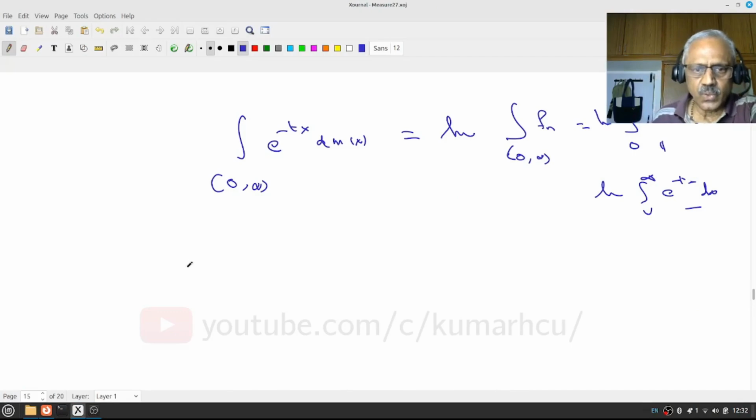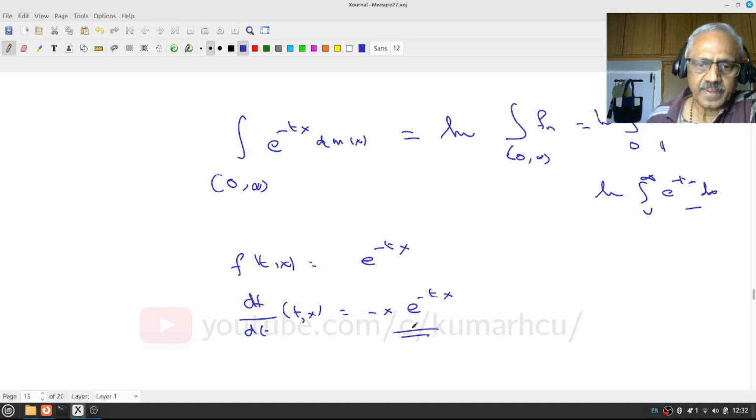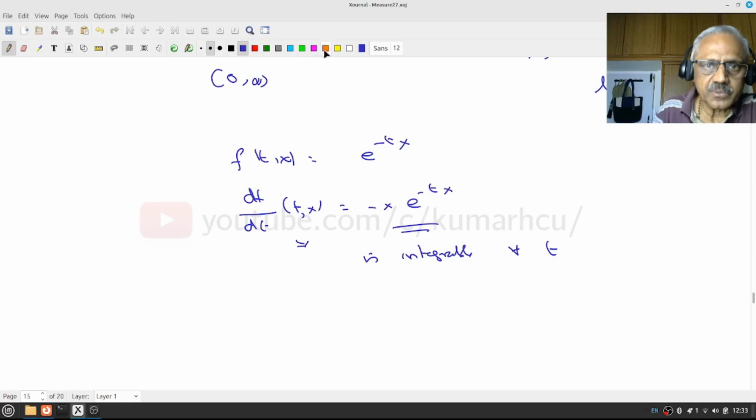So what I have done, the next thing you want to say, is that these are integrable. The next thing I have to show is, let us look at this function f of t, x, which is e to the power minus tx. Therefore, what is the derivative df by dt of t, x? Notice that this is with respect to t, therefore it's minus x e to the power minus tx. If I want to apply the Leibniz rule, what I have to do is say this is integrable for all t. This is a question mark.